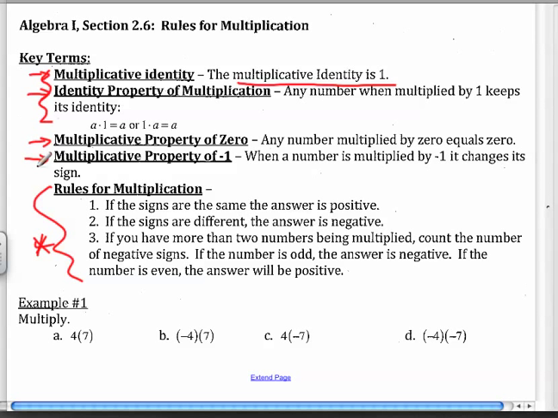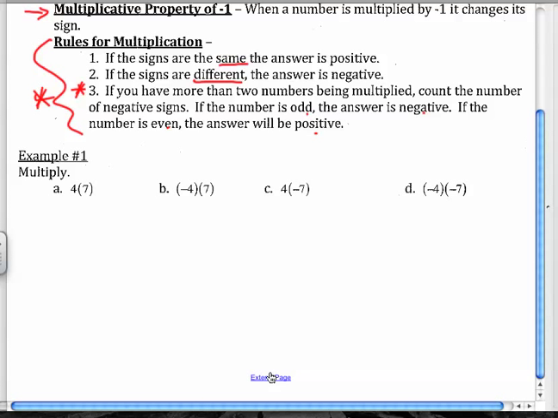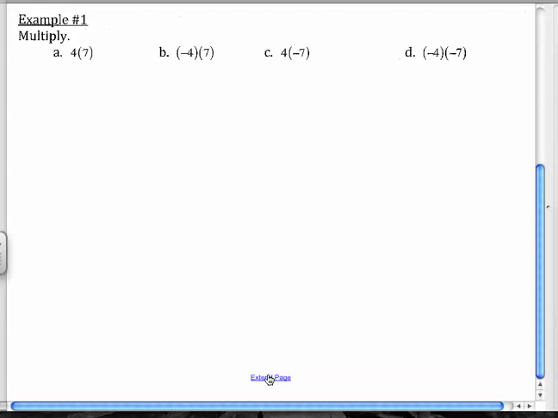Okay? Guys, rules for multiplication. If the signs are the same, the answer is positive. If the signs are different, the answer is negative. Okay? If, and this is a key one down here, if you have more than 2 numbers being multiplied, Curran, count the number of negatives, and if you have an odd number of negatives, the answer is negative. If you have an even number of negatives, the answer is positive. Okay? Now, we'll get to that in just a minute, but let's look at these simple little things and go ahead and just solve those quickly.